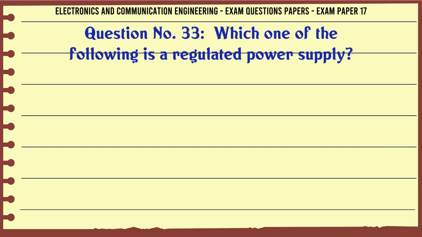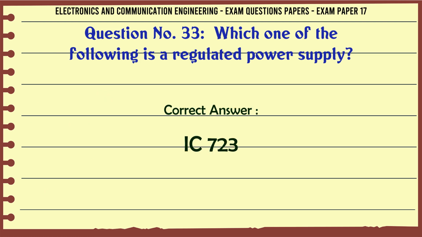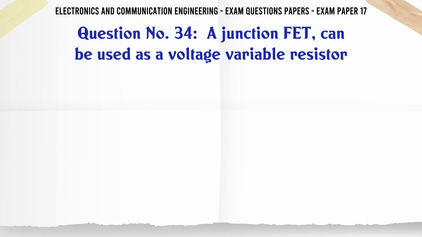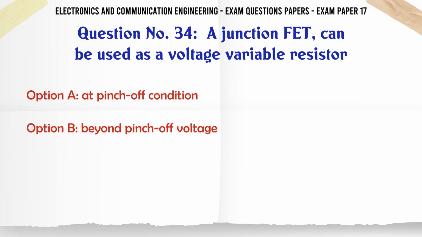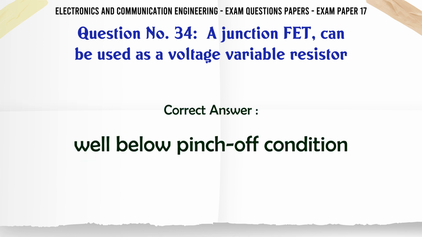Which one of the following is a regulated power supply? A. IC 555. B. IC 844. C. IC 3080. D. IC 723. The correct answer is IC 723. A junction FET can be used as a voltage variable resistor: A. At pinch-off condition. B. Beyond pinch-off voltage. C. Well below pinch-off condition. D. For any value of VDS. The correct answer is well below pinch-off condition.